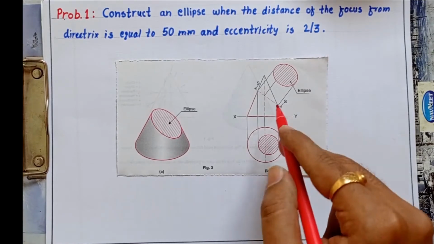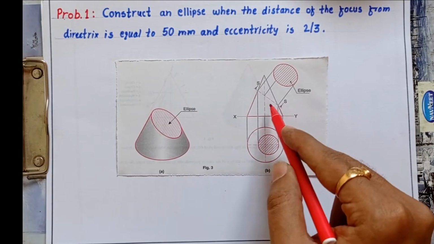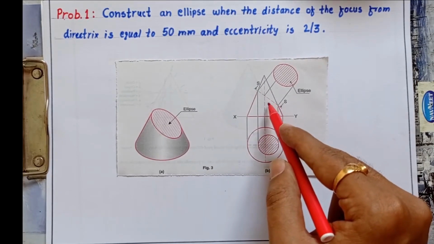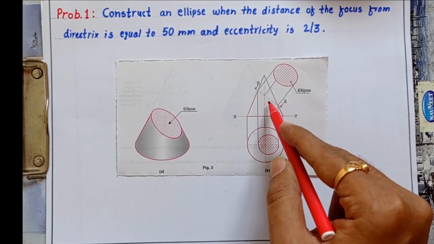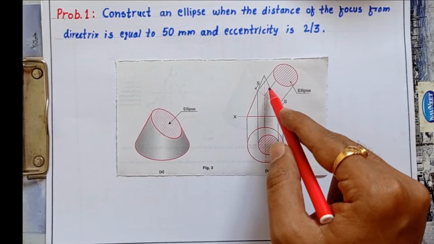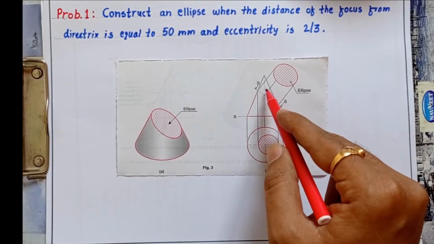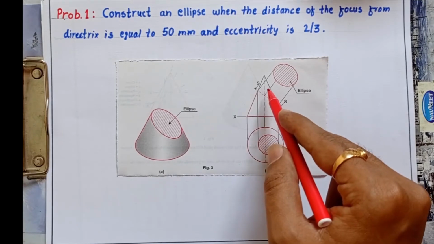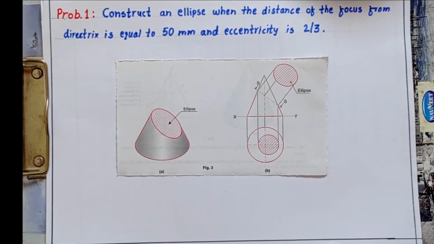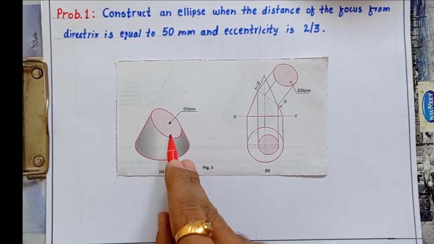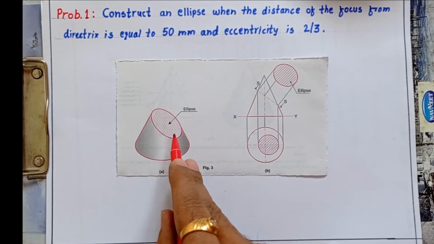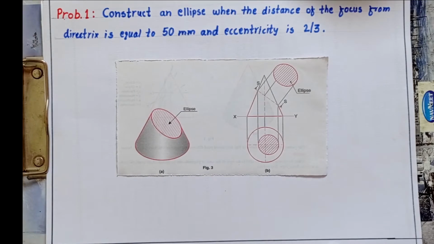Here you can see the section plane makes an angle with the axis of the cone that is greater than the angle made by the generators of the cone with the straight vertical axis of the cone. If you have such a cutting of your cone, then whatever curve you get is a conic section called an ellipse. So this is the ellipse that we have to draw by means of the directrix focus method. So let's move on.